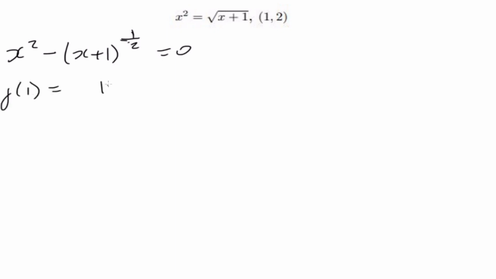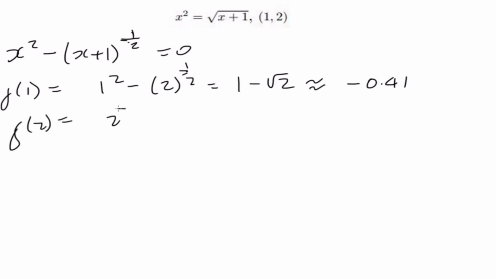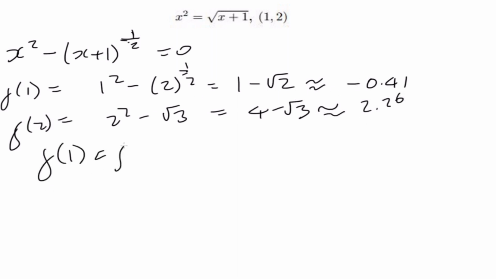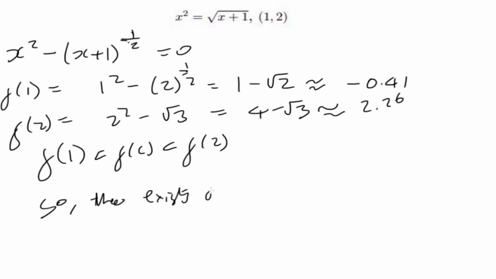So f1 equals 1 squared minus the square root of 2. That's just 1 minus the square root of 2, which gives you a value of minus 0.41. And now we're going to put f of 2 in there. So we get 2 squared minus square root of 3, so it gives you 4 minus square root of 3, to give you a rough value of 2.26. So as you see, there's a sign change here. So f of 1 is less than f of c, which is less than f of 2. So there exists a value c in the interval such that f of c equals 0.